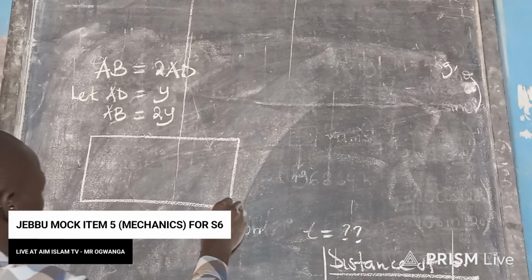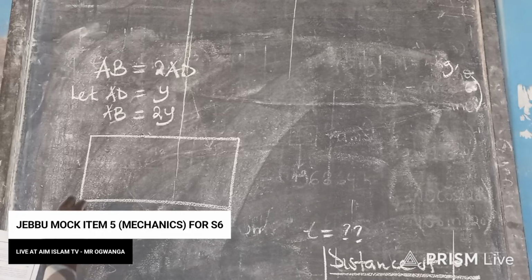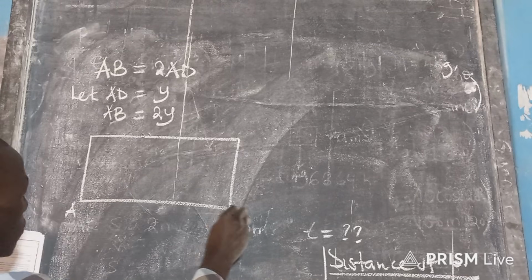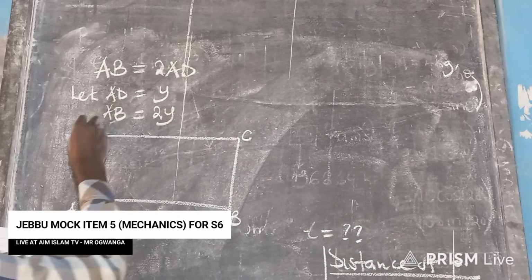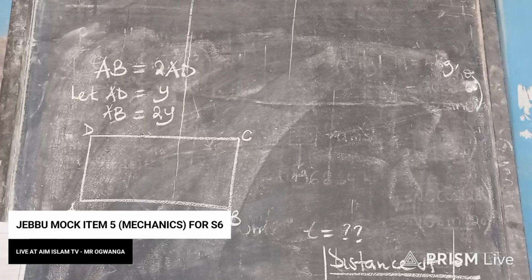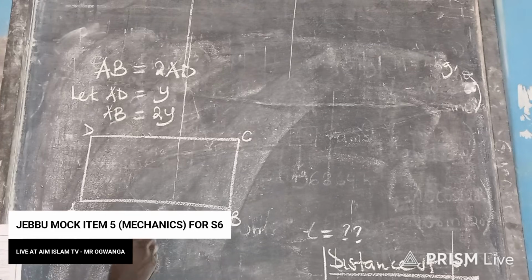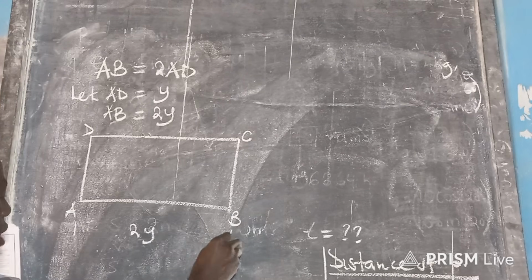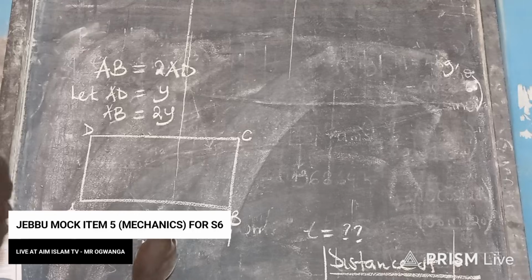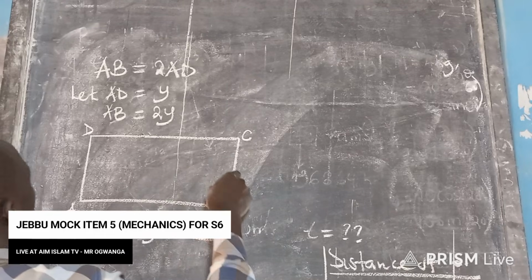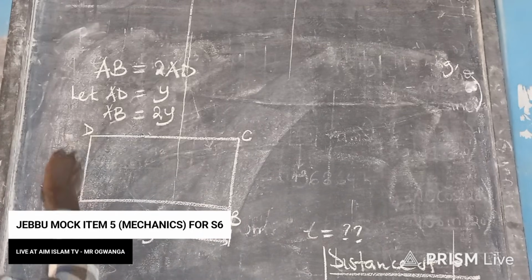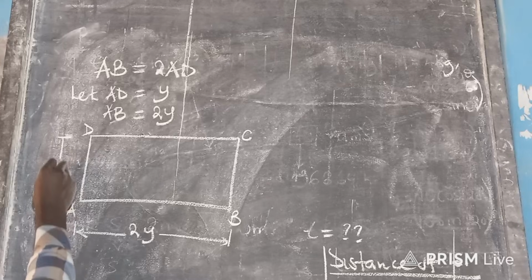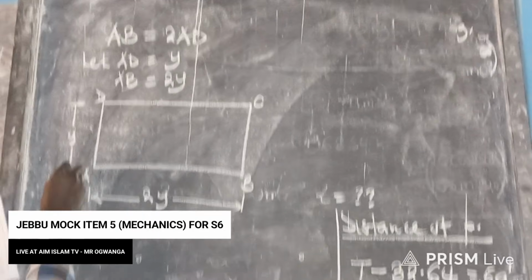I am going to label this A, B, C, D. Our AB is the 2y. That's the distance from here up to here. Then our AD, from here up to here, is the same as the y.